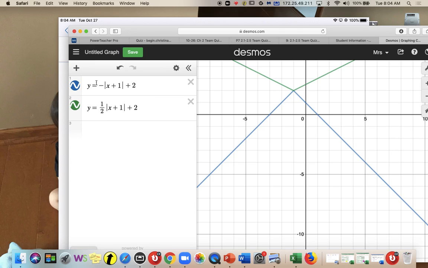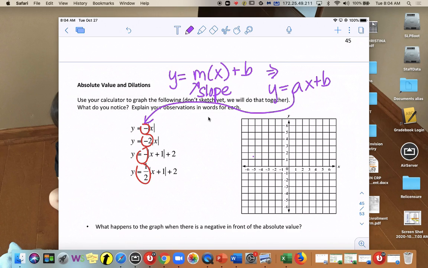The only difference between the blue and the green graph here is the 1/2 or the negative 1. And so the 1/2 is positive, so it is going upwards. And again, if you look at the 1/2, it's wider than the original because the a value here, not really called slope, the a value, is 1/2. So it's going to go up 1 over 2, up 1 over 2. And then you're going to do it in the other direction as well.